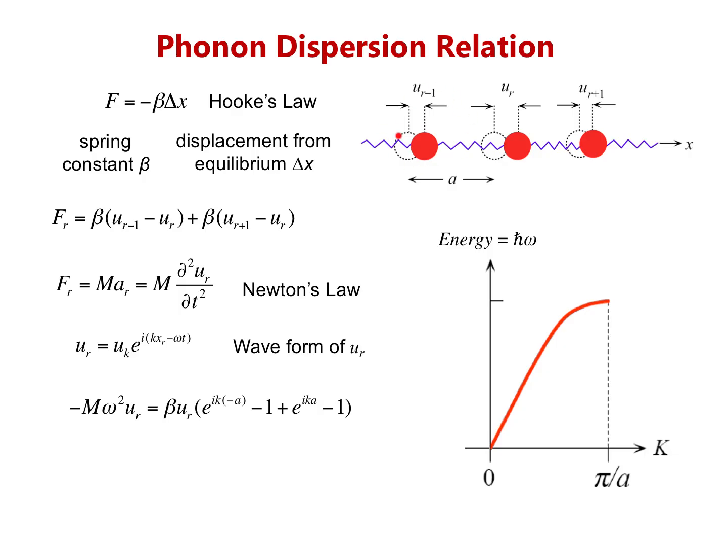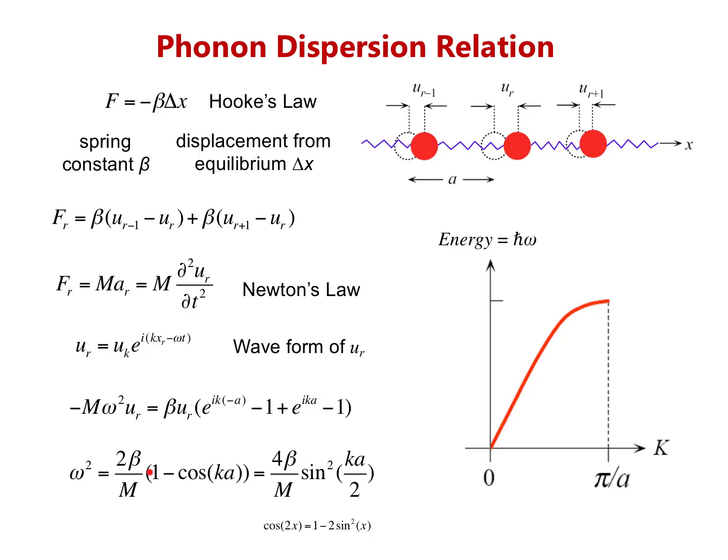The atom at r minus 1 has position x sub r minus a, so the displacement is the same as the displacement at r times e to the ik minus a. For the minus u sub r, we simply get a minus 1 times beta u sub r. For the u sub r plus 1, we get a positive e to the ika and another minus 1 for the u sub r. Then the e to the ika plus e to the minus ika turns into 2 cosine of ka, giving omega squared equals 2 beta over m times 1 minus cosine of ka.